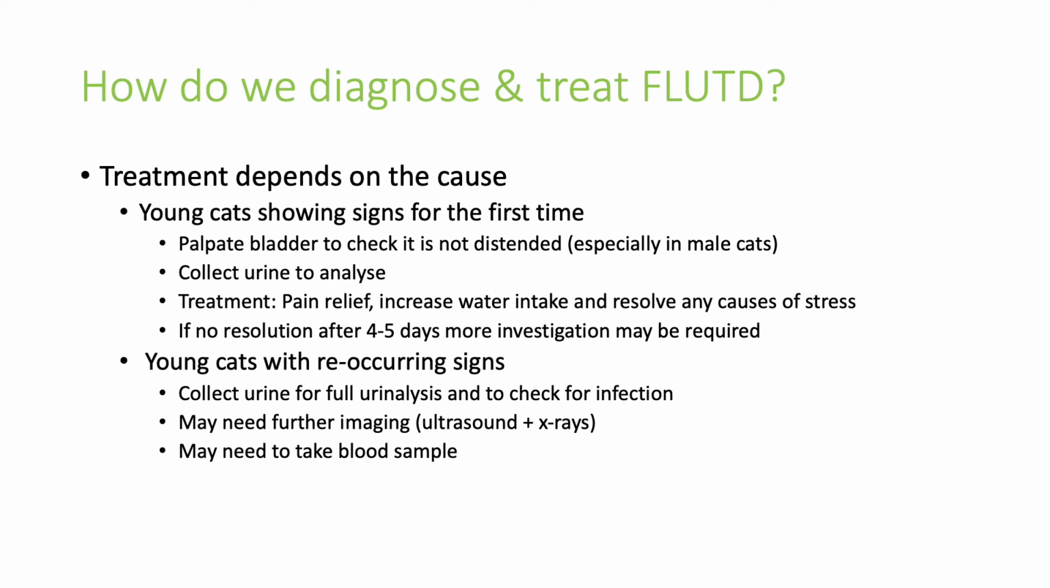We may collect a urine sample. The mainstay treatment is pain relief, increase water intake, and resolve any causes of stress that could have caused a flare-up. We usually expect these to resolve within 4 to 5 days, but if not, we may need to do more investigation. In young cats with reoccurring signs or signs that never fully resolve, we will collect a urine sample to check for infections and crystals. We may want to do further imaging, such as ultrasound or x-rays, to look for any stones present, and we may also need to take a blood sample.